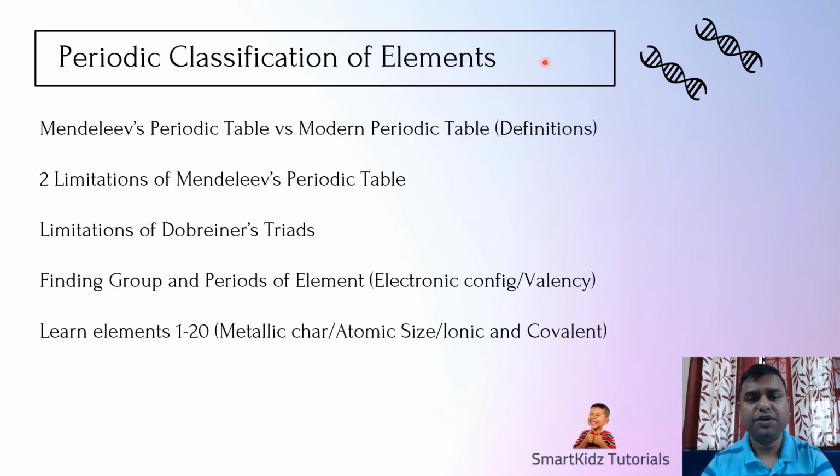Then you have periodic classification of elements. So this is of 4 marks. Okay. Here also there's one thing that is repeated every now and then, which is finding the group and period of an element. You should know how to do that. If you do not know how to do that, I am providing a link. There's a video that I've done. You can go through and find out how to find the groups and periods of a particular element.